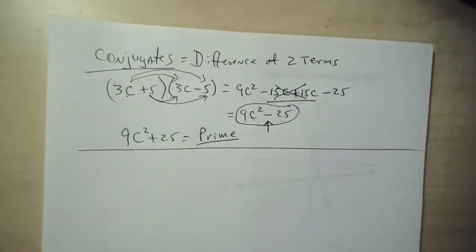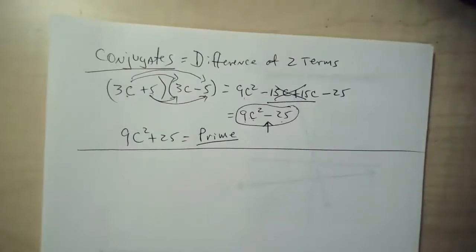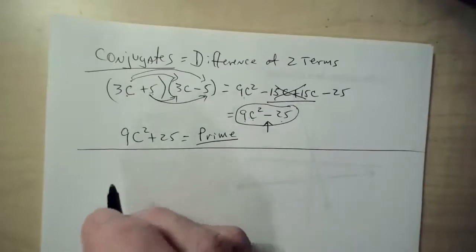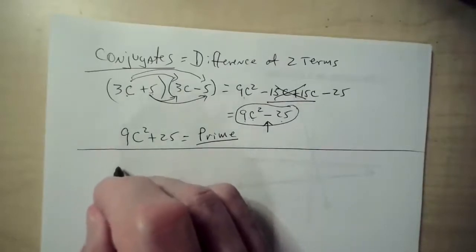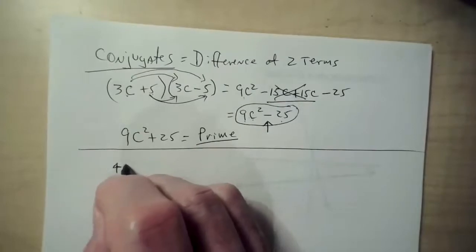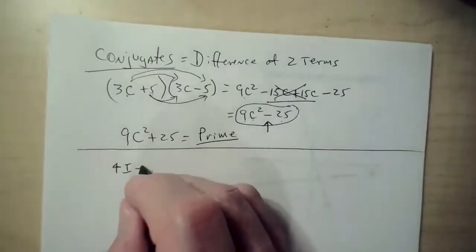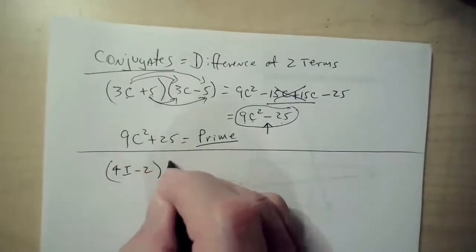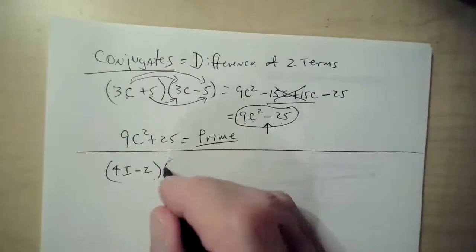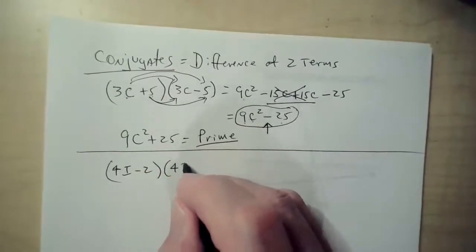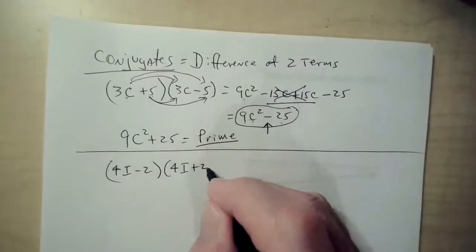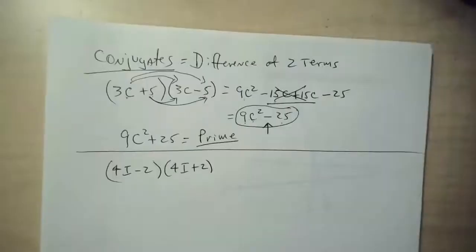Mr. Islam, are you there? Yeah, I'm here. Can you hear me okay? Yeah. Am I saying your name right? It's Islam. Islam. Okay. What if we have this? Get this if you're so smart. 4i minus 2 times 4i plus 2. What do we have here, Mr. Islam?